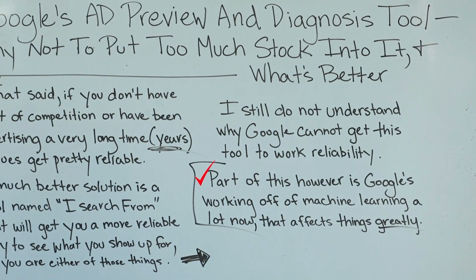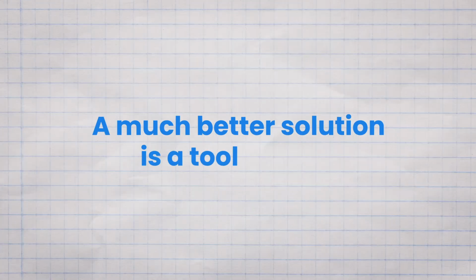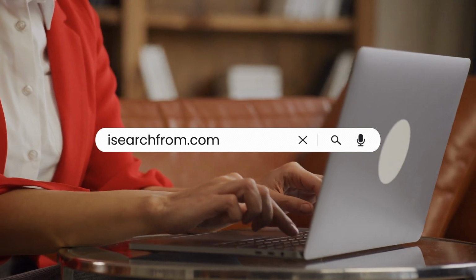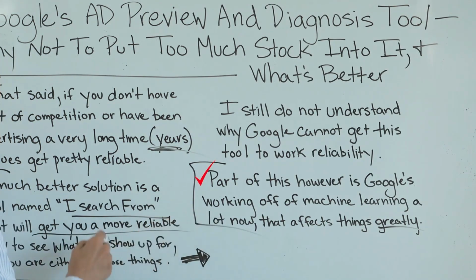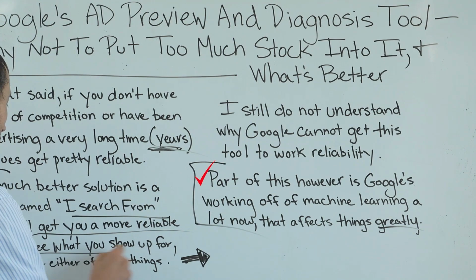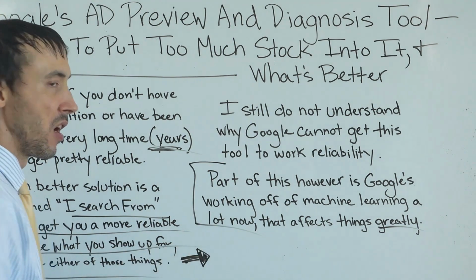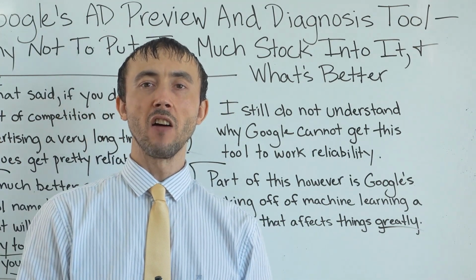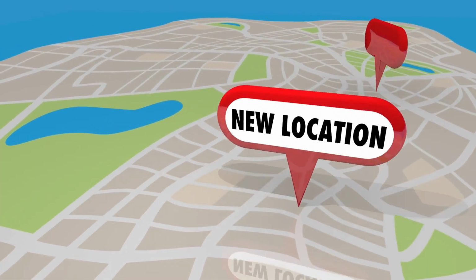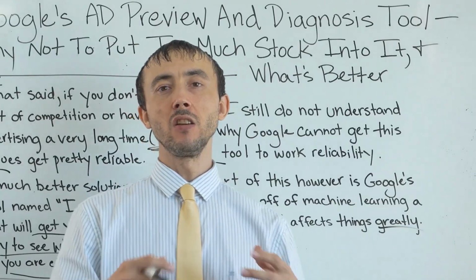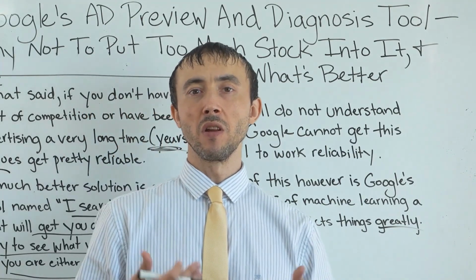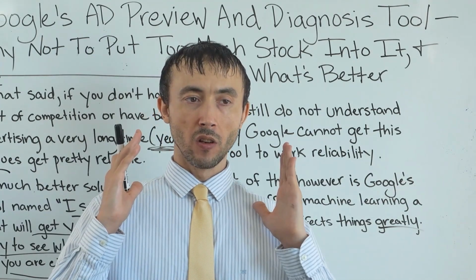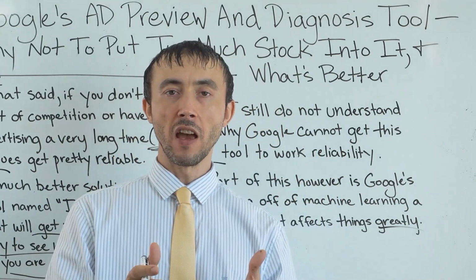So anyway, with that said, a much better solution is a tool named iSearchFrom. You can go to iSearchFrom.com to find this tool. But what it'll do, like I was briefly mentioning before, is it'll give you a more reliable way to see if you show up for your keywords like you want to. And it's better than going to Google search by itself because it allows you to set your location to a bunch of different sample locations and see the Google search results based upon being somebody that's in one area versus another.